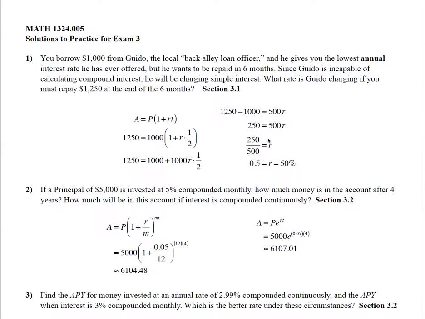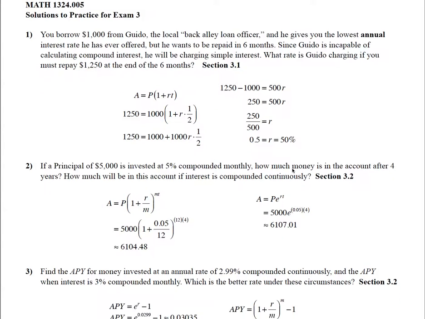We divide both sides of the equation by 500, and that gives us 0.5, which is a decimal, and converting to a percent, we move the decimal 2 places, and that's 50%. So that's the rate that our good buddy Guido is charging.